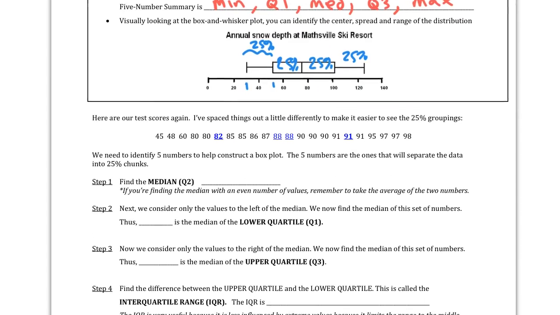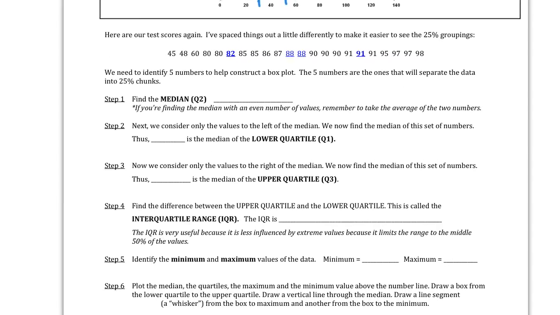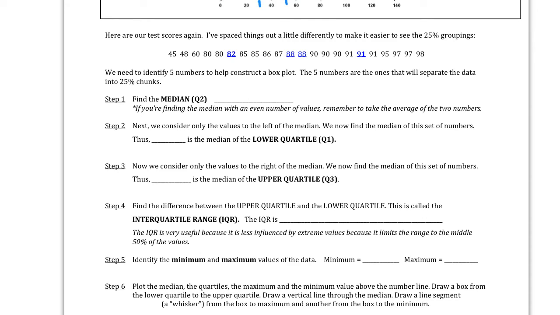And what we can do here is actually work on creating these 25% groups. You guys have probably found a median before. To figure out how many data points we have, let's just give it a quick count here. So we got 1, 2, 3, 4, 5, 6, 7, 8, 9, 10, 11, 12, 13, 14, 15, 16, 17, 18, 19, 20, 21, 22. We have 22 data points.